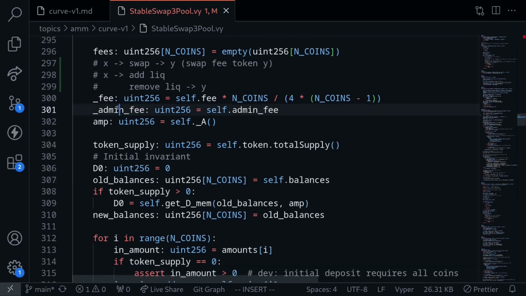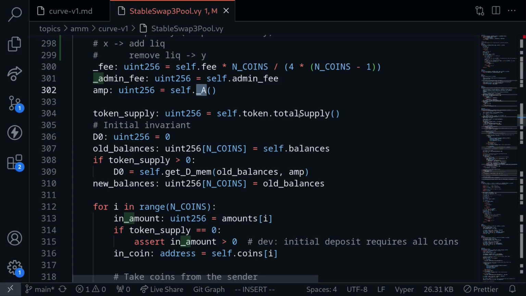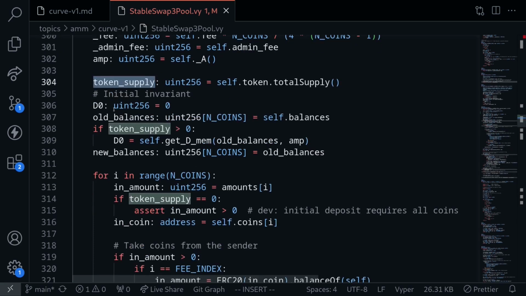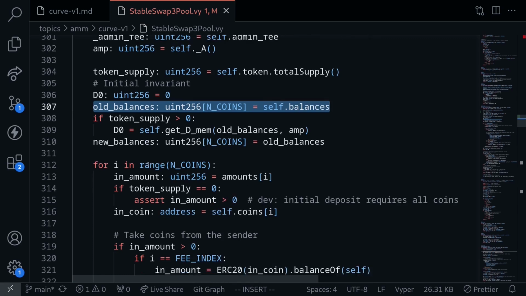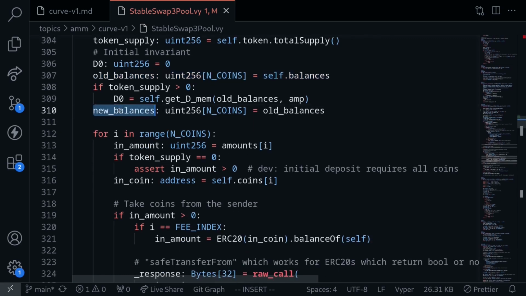And then we get the admin fee and then calculate the underscore rate. Next, we get the total supply. This will be the total supply of LP tokens that I minted. And then we first calculate liquidity, D0. D0 will be the liquidity before we add any tokens into this pool. And we can see this over here. D0 is equal to get_D with the old balances, where the balances are the token balances of this pool. And then we initialize the array called new balances, which is basically copying the old balances.